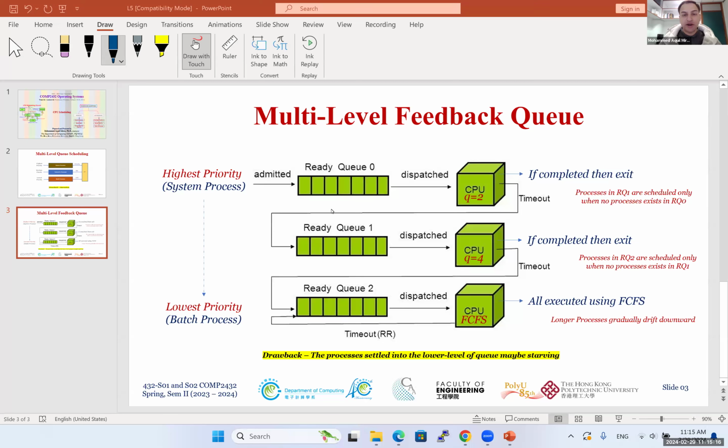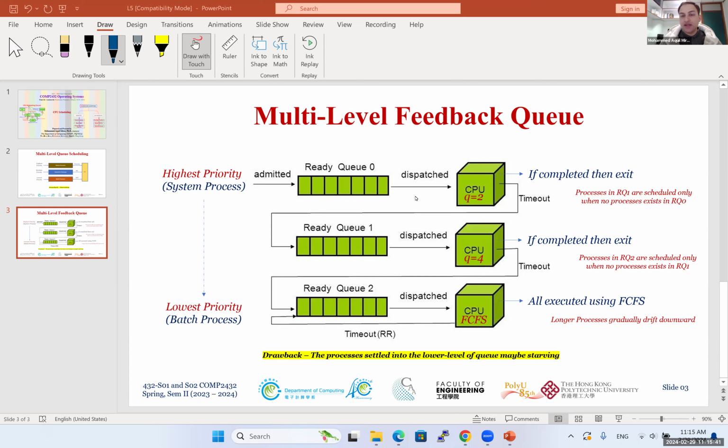And then the ready queue, which is on the top, is of the highest priority, and the one at the bottom is of the lowest priority. So what do I mean by that? Whenever any process comes into the ready queue, that process will be executed for 2 quantum cycles.